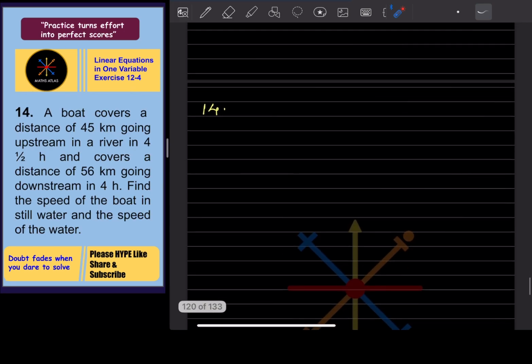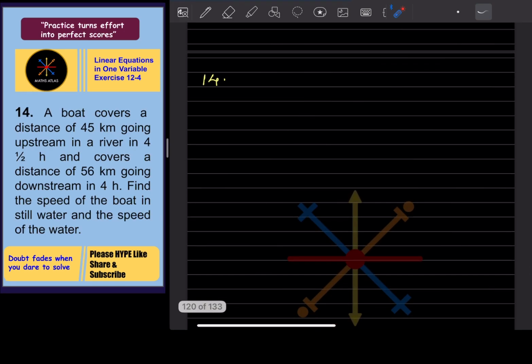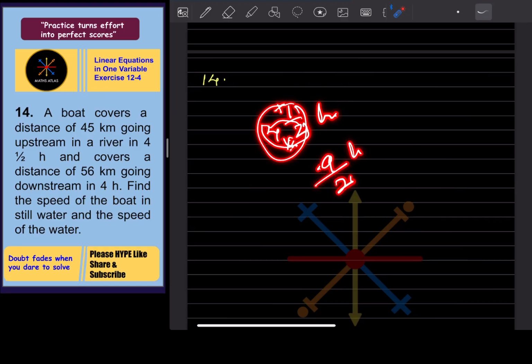In question number 14, you can see a boat covers a distance of 45 kilometer going upstream in a river in 4.5 hours and covers a distance of 56 kilometer going downstream in 4 hours. Find the speed of the boat in still water and the speed of the water. This is same as question number 13, where 4.5 hours is given. This is a mixed fraction, so 4 multiplied by 2 is 8, 8 plus 1 is 9, so that is going to be 9 by 2 hours. Rest all is the same, so you can do it yourself.